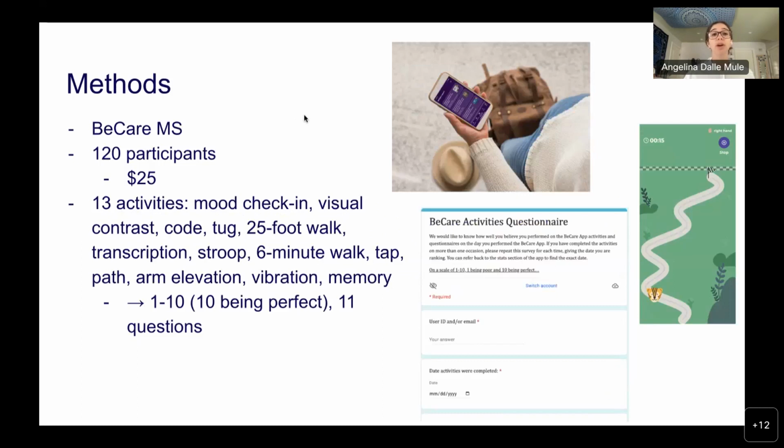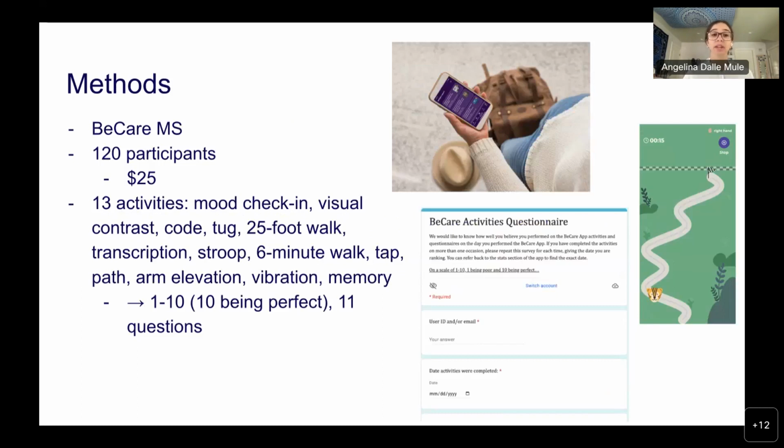A little bit more about the application. BCareMS is an online application. It can be downloaded free on Android and iPhone. It's from the company BCareLink. Right now, this is their only application. It focuses on 13 activities.